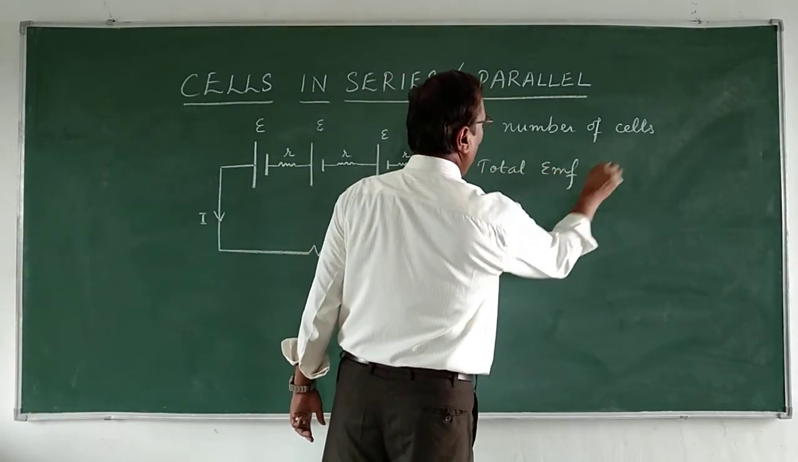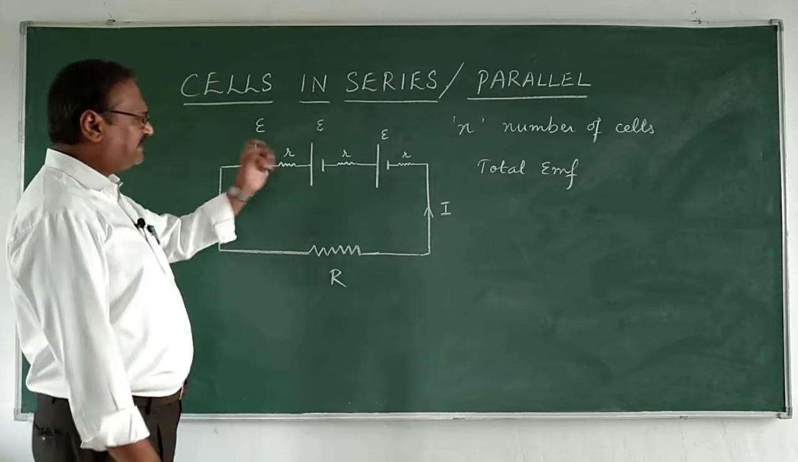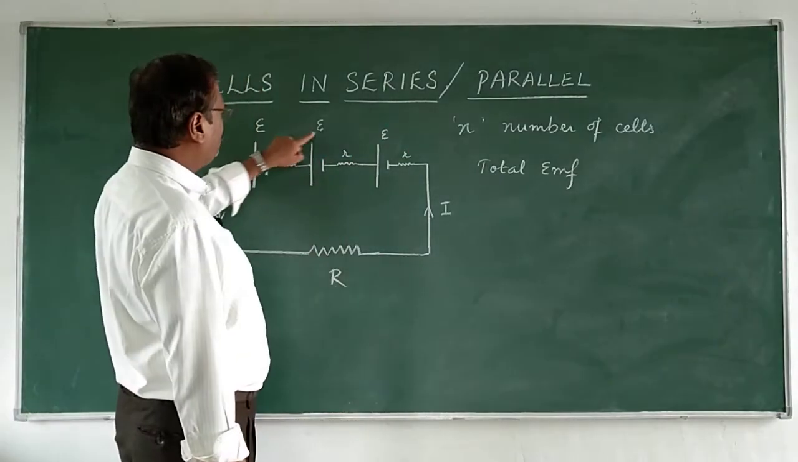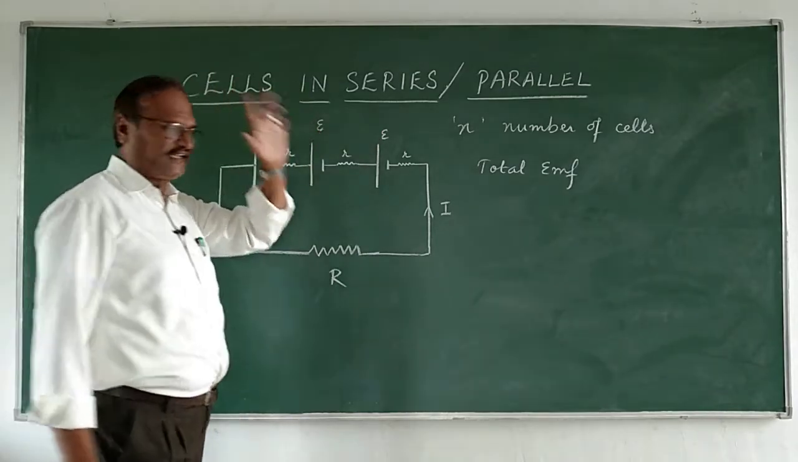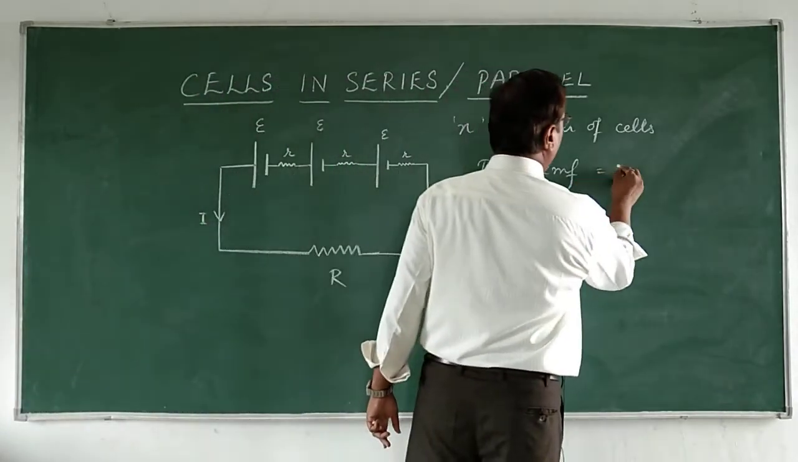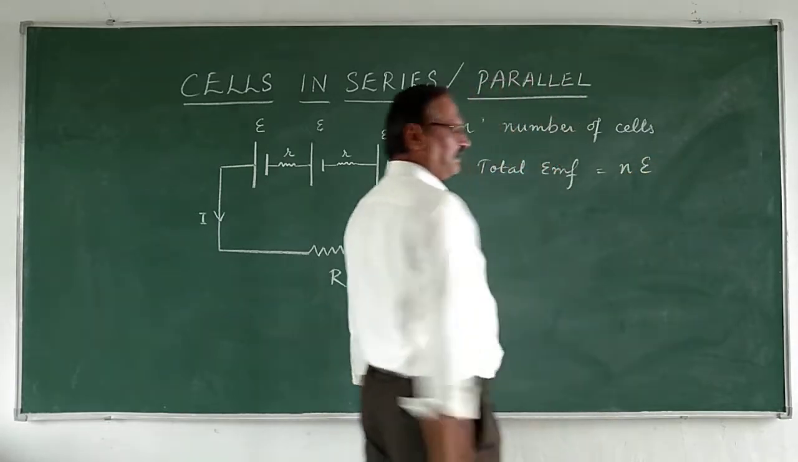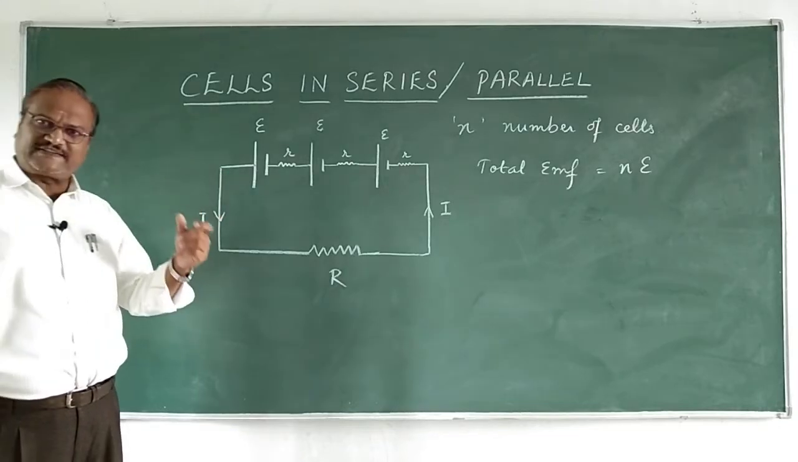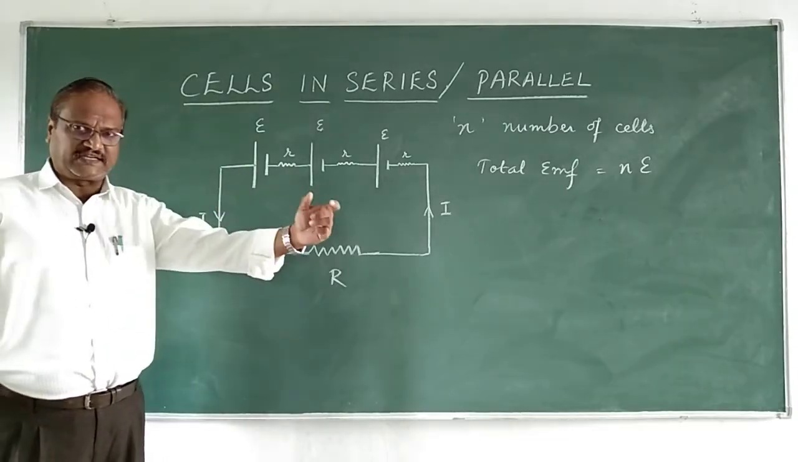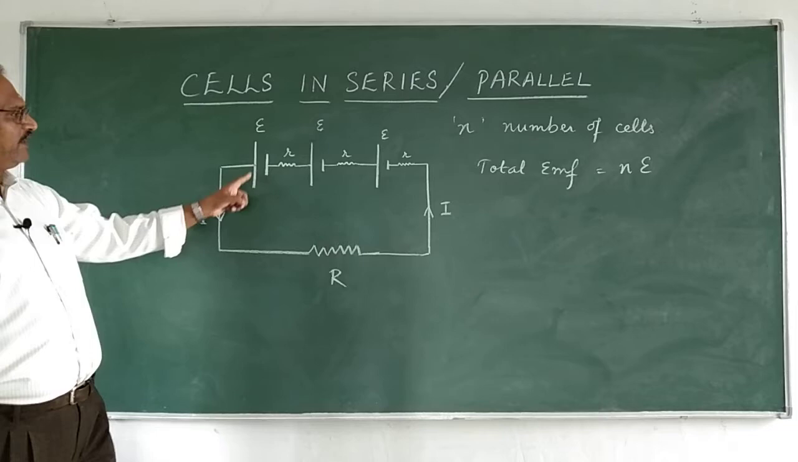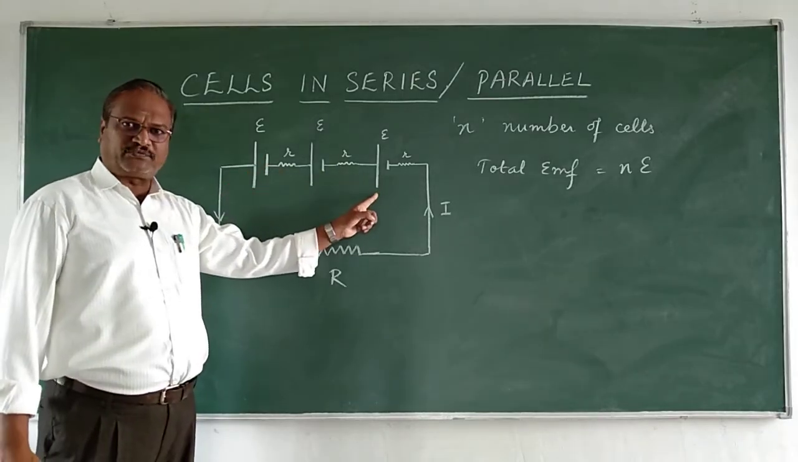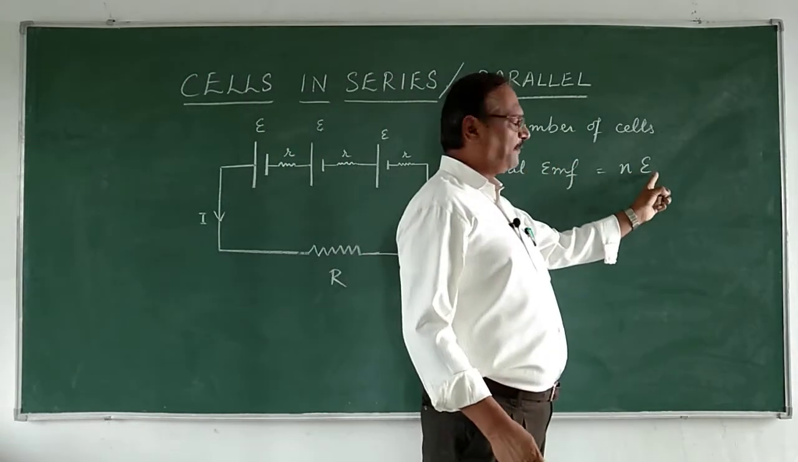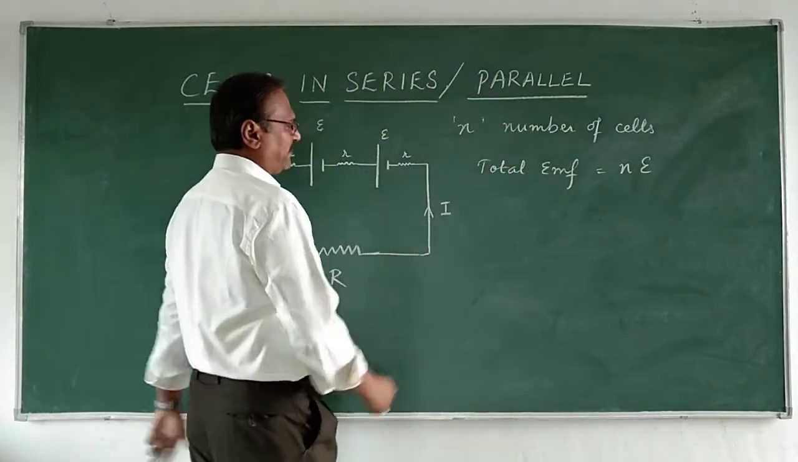Now first let us say, what is the total EMF? How many cells are there? N cells are there. So what is the each value? Epsilon. They are identical, so total EMF will be N into epsilon. Let us say in an ordinary torch light, you use 2 or 3 cells, you connect them all together in series, so 1.5 plus 1.5 plus 1.5, which is 4.5. That's what I have done here, N into epsilon. That is first part of it.